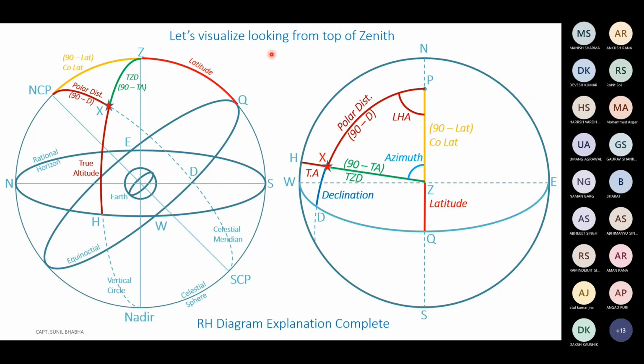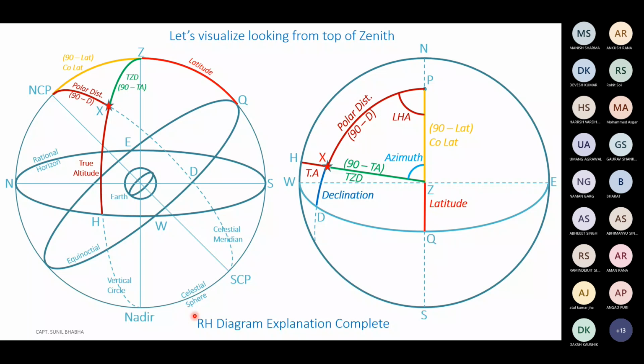So in the questions, now you will be using the rational horizon diagram, which is given on the right side of the screen. The diagram which is given on the left side of the screen, which is also called the celestial sphere diagram, is not used as it is much more complicated. So we will not be making the celestial sphere diagram now.